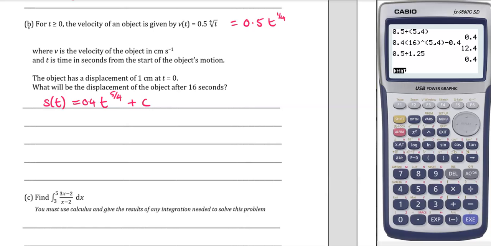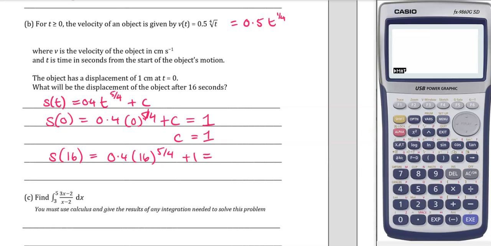Now, we've been told another bit of information. The object has displacement of 1 centimetre when t is 0. So s of 0 would be 0.4 times 0 to the 5 over 4 plus c will be equal to 1. So from there we can work out c must be 1. So then the displacement when t is 16 is 0.4 times 16 to the 5 over 4 plus 1, which is equal to 13.8, and we're measuring in centimetres.